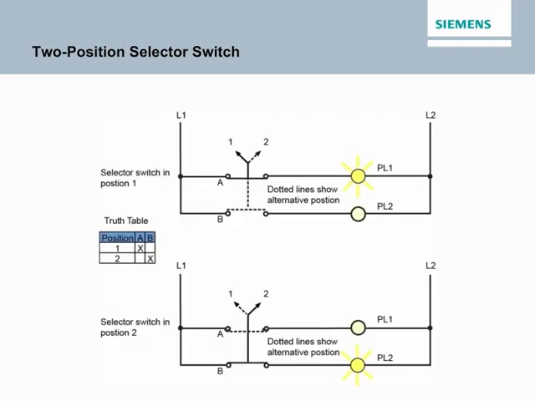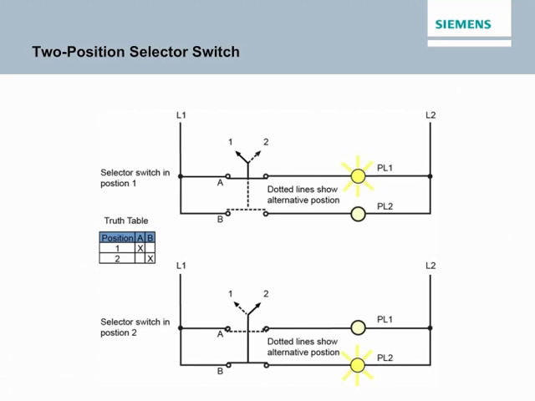In the accompanying graphic, a 2-position selector switch is wired to activate either of 2 pilot lights. When the switch is in position 1, PL1 is on, and when the switch is in position 2, PL2 is on. Two common methods of indicating the contact position of a selector switch are to show an alternative position in dotted lines, or to use a truth table to show which set of contacts will be closed for each switch position. For the circuit shown here, the truth table indicates that contacts A will be closed with the switch in position 1, and contacts B will be closed with the switch in position 2.